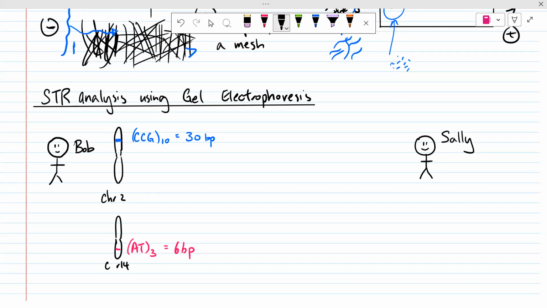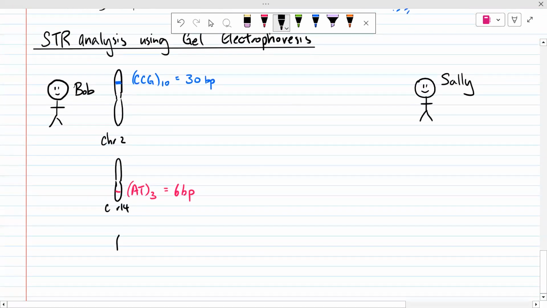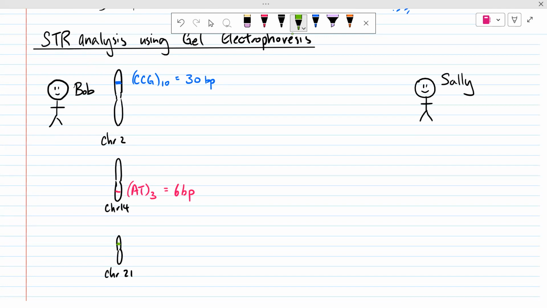And then let's just say we do one more. Let's look at chromosome 21. There's one last one here. It's TTC, and this one is repeated 20 times. So that would be 60 base pairs.